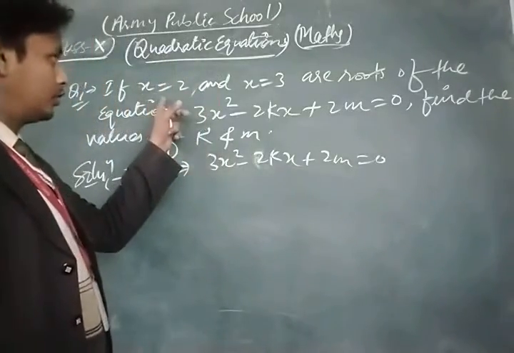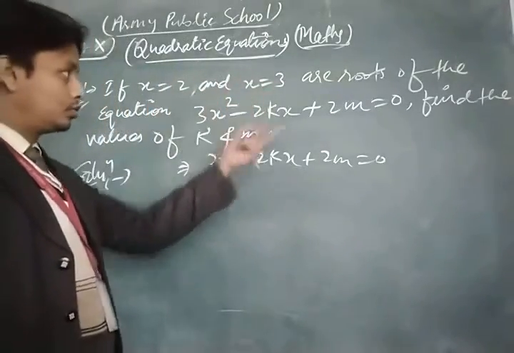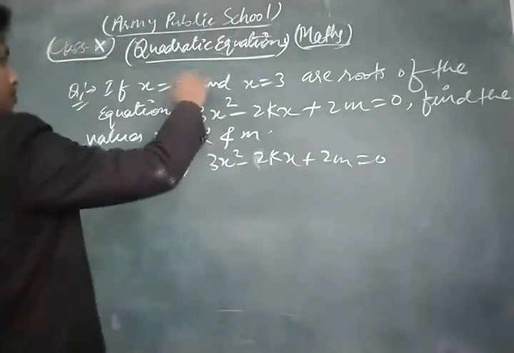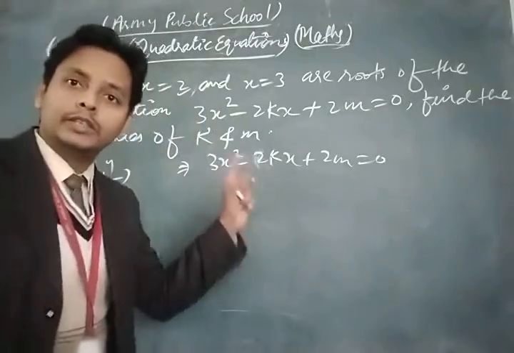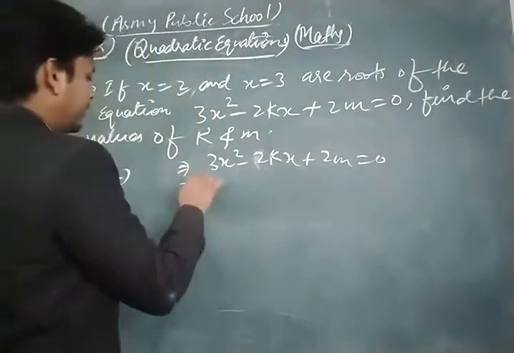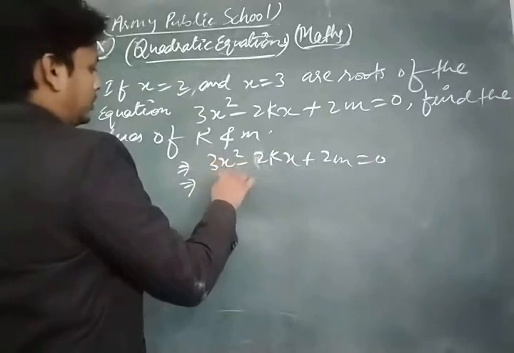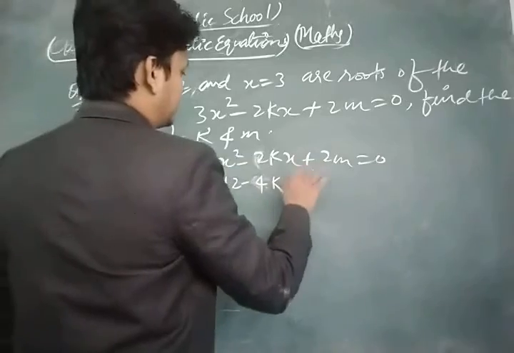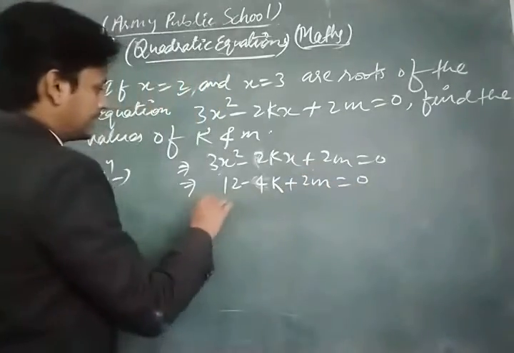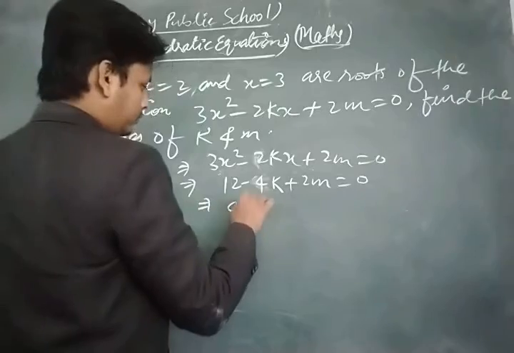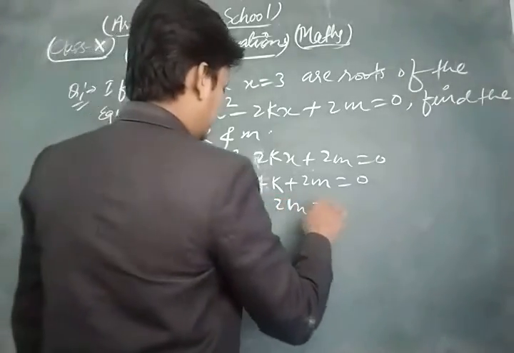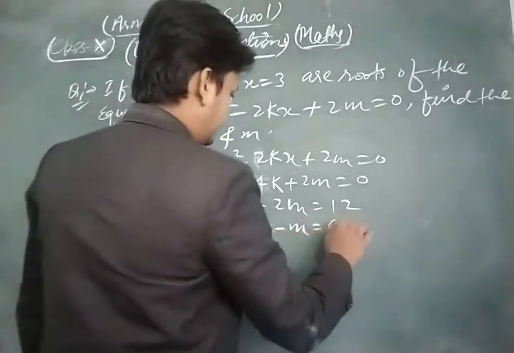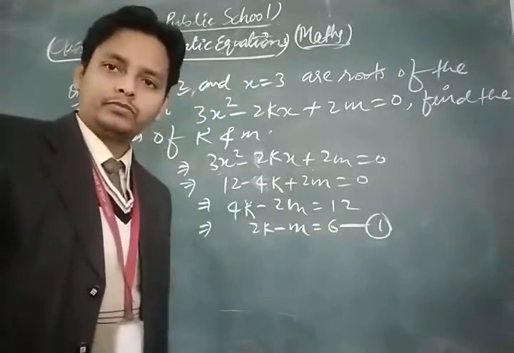Since x is equal to 2 and x is equal to 3 are the roots of the given equation, first of all we put x is equal to 2. Because x is equal to 2 is a root of the equation, it must satisfy the given equation. So when we put x is equal to 2, we get 12 minus 4k plus 2m is equal to 0, that is 4k minus 2m is equal to 12. Now we take 2 as common, so 2k minus m is equal to 6. This is equation number 1.